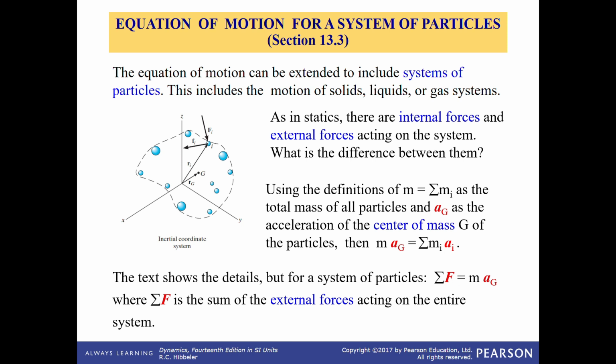Okay, the text shows the detail. But for a system of particles, the summation of force equals M Ag, where the summation of force is the sum of the external forces acting on the entire system.